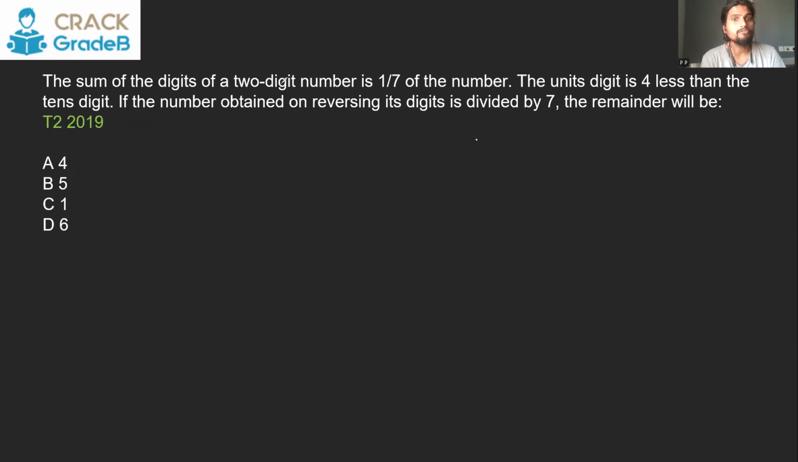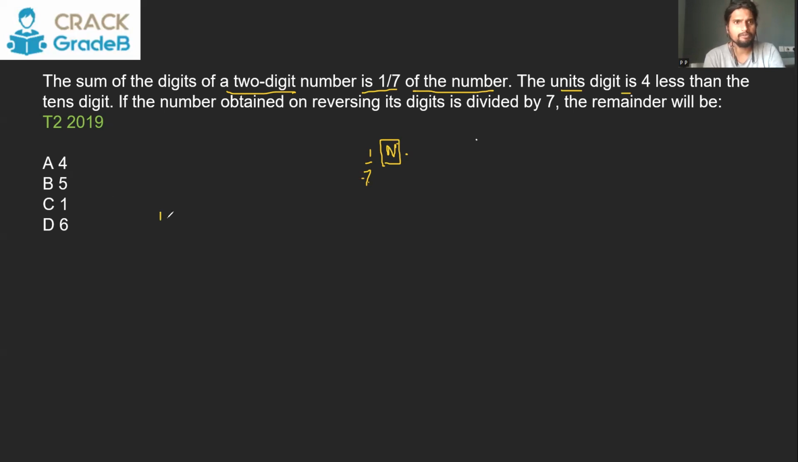Let's see, the sum of digits of a two-digit number is 1/7 of the number. That means if we are taking 1/7 of it, the number must be a multiple of 7. So we are talking about a two-digit number which is a multiple of 7, whose sum of digits is 1/7 of it, and whose unit digit is 4 less than the tens digit. So even if you write down the two-digit multiples of 7 where the unit digit is 4 less than the tens digit, we can form our answer.